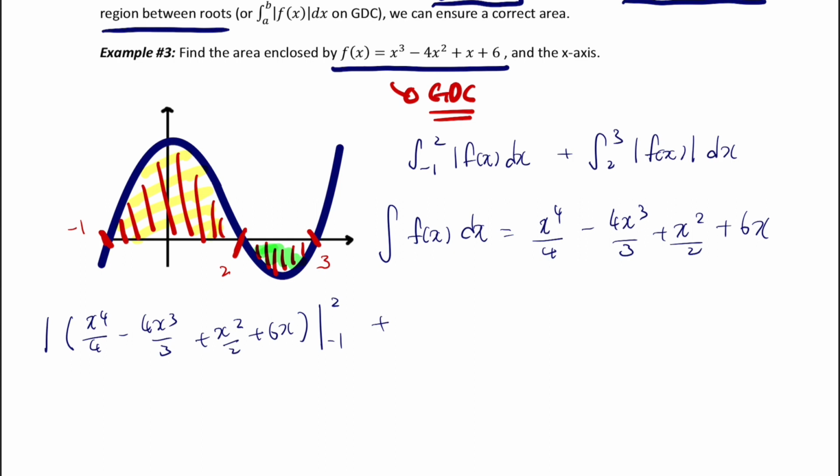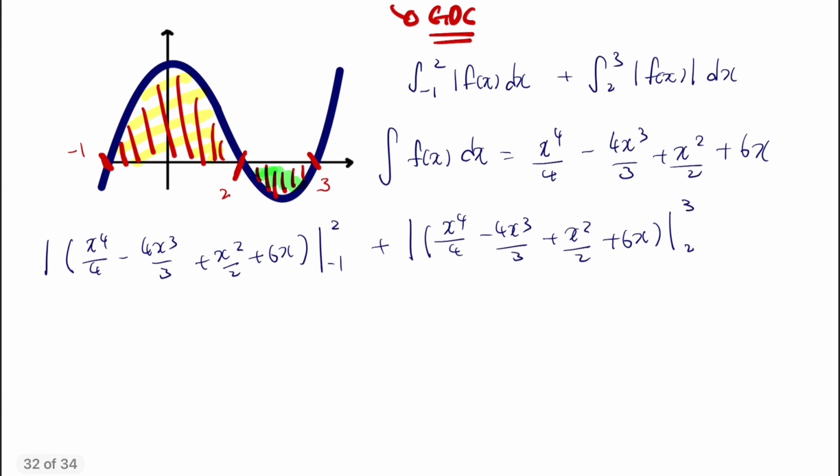We are just identifying the range that we are using. And then again we do x to the power 4 over 4 minus 4x cubed over 3 plus x squared over 2 plus 6x, and we identify the range, which is 2 to 3. Right now I'm just going to show you how to do this manually, then I'm going to show you how to do this using the GDC. Then we're going to substitute -1 and 2 into the equation.